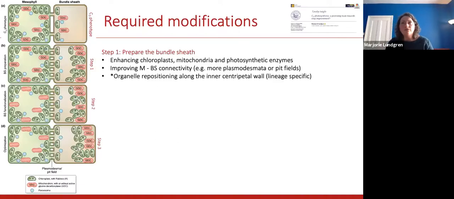Okay, so if we do want to go about engineering C2 plants, what kind of modifications do we need to do? And this part of my talk is coming from my recent Tansley Insight paper in New Phytologist. And I'll go through the few little steps that I propose. The first top is just the C3 phenotype. So this is kind of our starting point. And if you start with a C3 phenotype, the first step we need to do is prepare the bundle sheath.